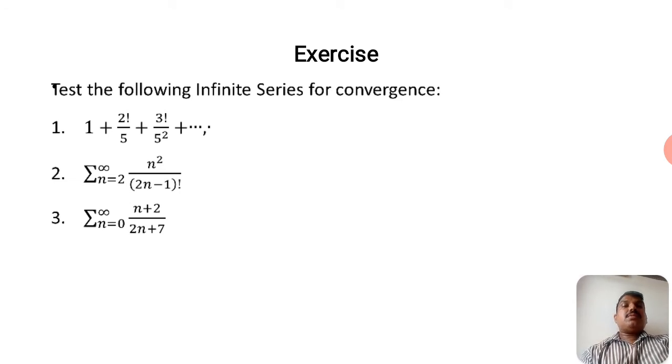Exercise problems. Test the following infinite series for convergence. We have to follow the above problems as usual, substituting and using the D'Alembert's ratio test. The problem number 1 is 1 plus 2 factorial by 5 plus 3 factorial divided by 5 square plus etc. Second one is sigma n equals 2 to infinity n square by (2n minus 1) factorial. Number 3, sigma n equals 0 to infinity (n plus 2) divided by (2n plus 7).